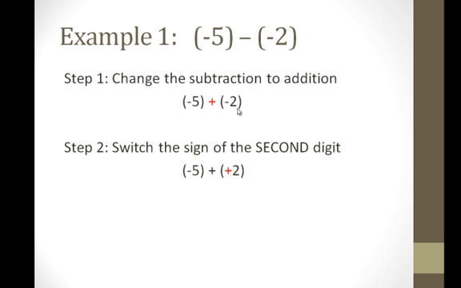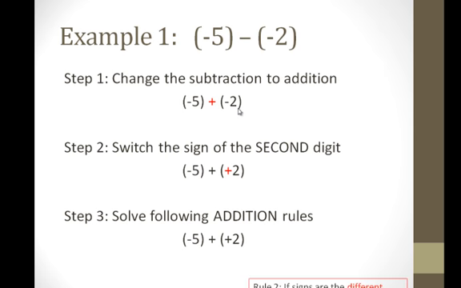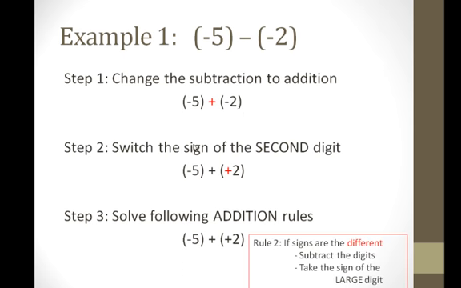Since it was a negative, I made it into a positive. So now I have -5 add by +2. Now I can solve this addition question using the addition rules that we just covered. That would be rule 2, because I have a negative and a positive. Rule 2 says if the signs are different, subtract the digits. So 5 and 2 gives me 3. Then take the sign of the larger digit. 5 is bigger than 2, the sign of 5 is negative, so my answer is going to be -3.